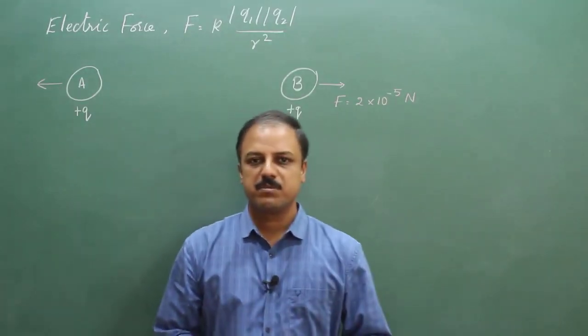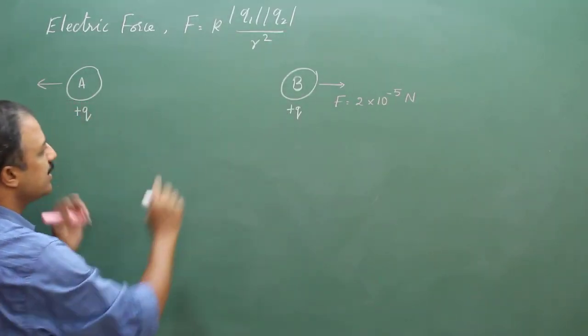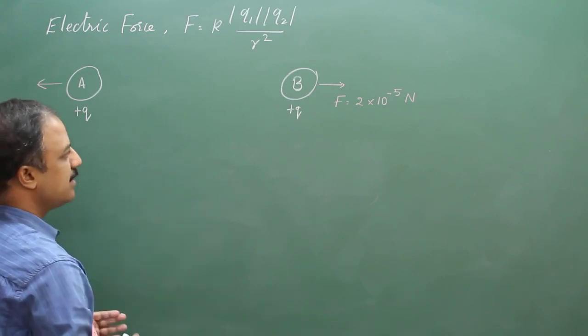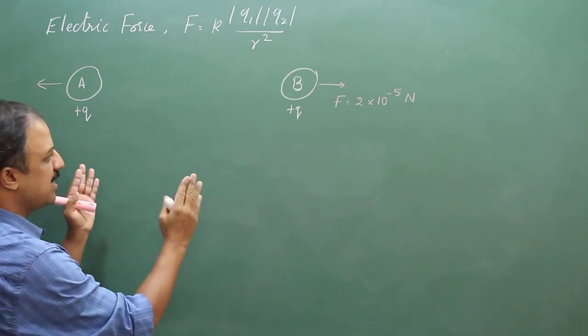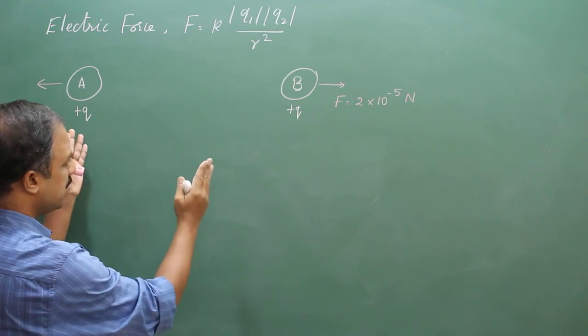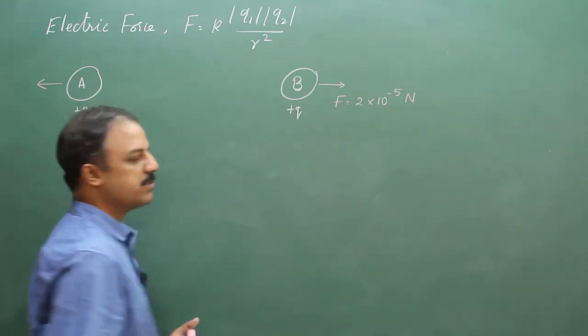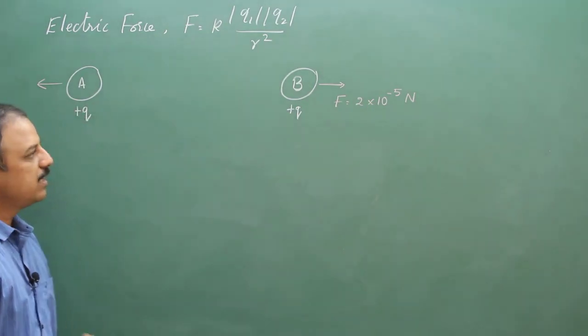So let us solve this problem here. You have two identical metallic spheres A and B. These two are identical and have similar charges, say plus Q on both, and they experience a repulsive force of F equal to 2 into 10 to the power minus 5 Newton.